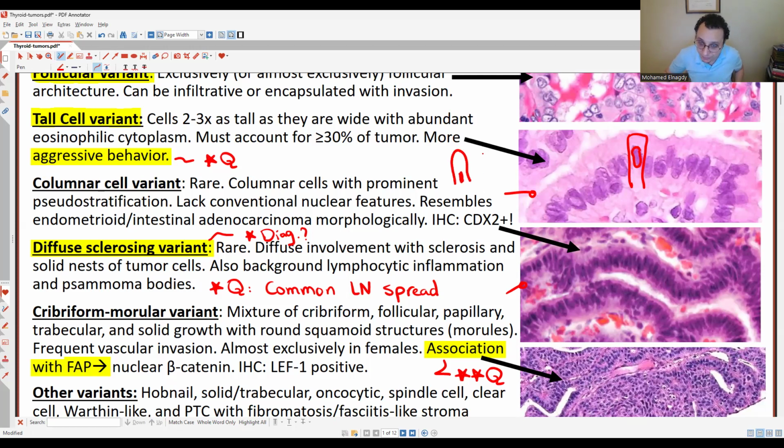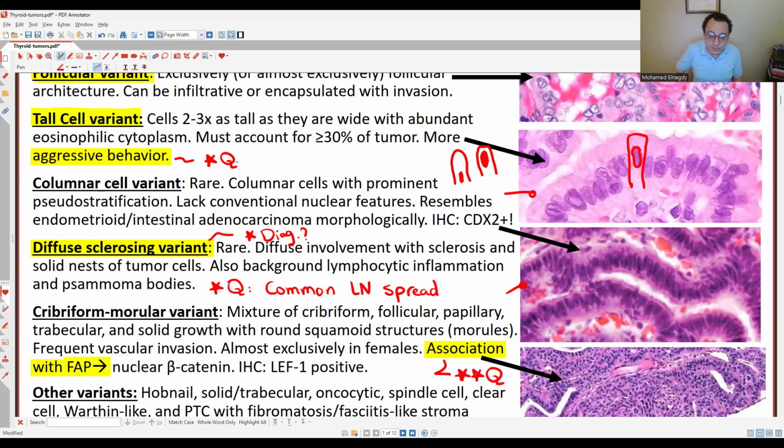That's columnar cell variant. But this is a tall cell variant. You got it? So that's the tall cell variant. Talls, if you are in between tall and columnar, believe me, it will be tall cell.